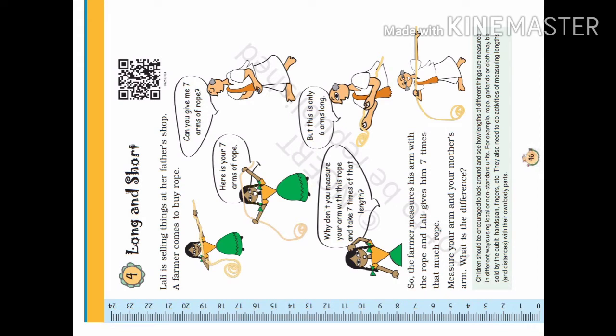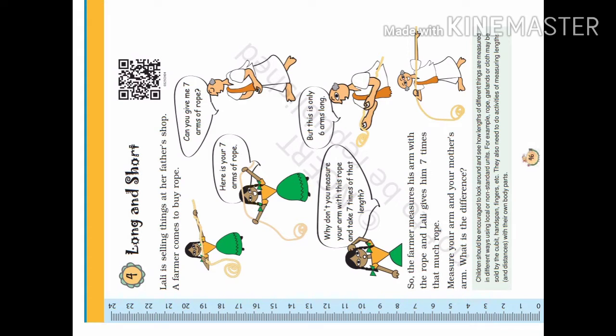he found that it was only 7 arms long. Then Lali said, "Why don't you measure your arm with this rope and take 7 times of that length?" And then the farmer measured his arm with the rope, and Lali gave him 7 times that much rope as the farmer had measured from his arm.